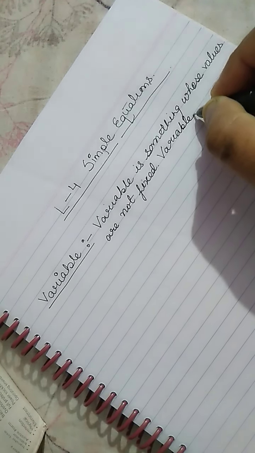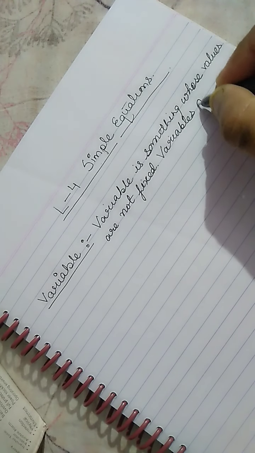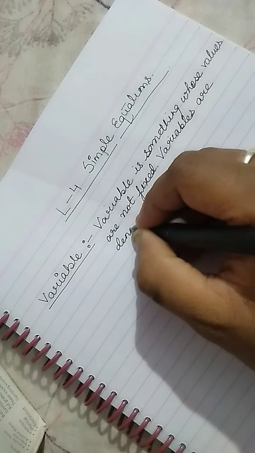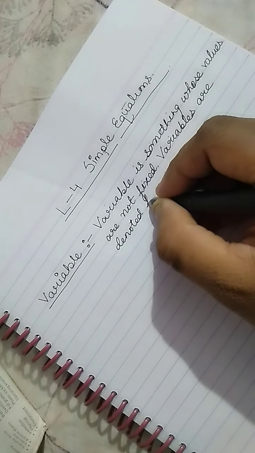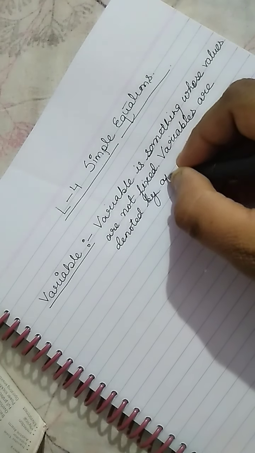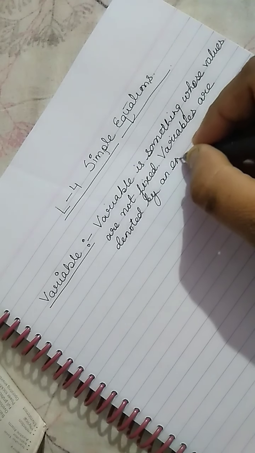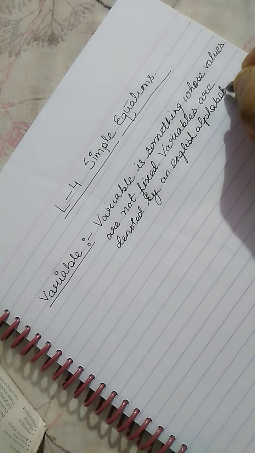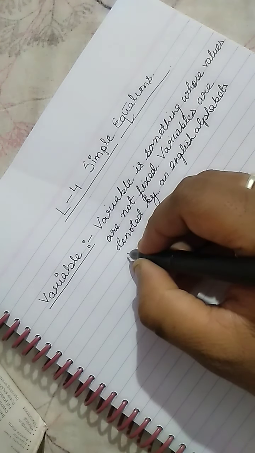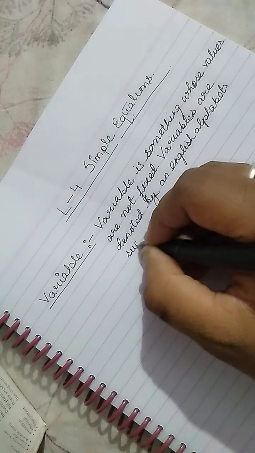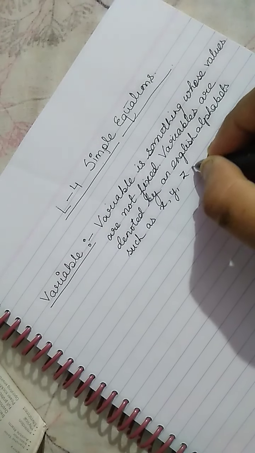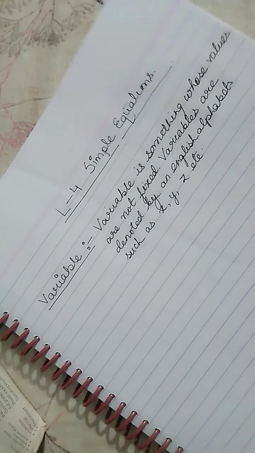Variables are denoted by English alphabets such as X, Y, Z, etc. You can use any.